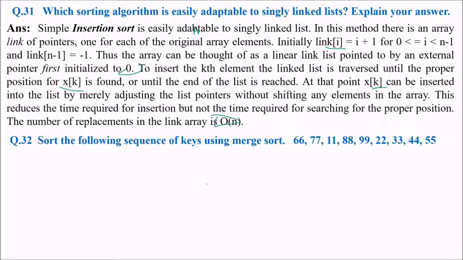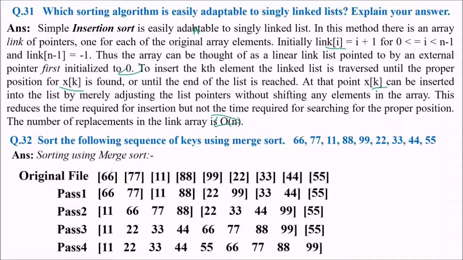Sort the following sequence of keys using merge sort. Merge sort will be something like this. These are the values. We partition them. How are we going to partition them? First of all, pass 1 will be these values, 66, 77. These are single values. We combine them, so we combine these two, 66 and 77, and the merge is 66, 77.